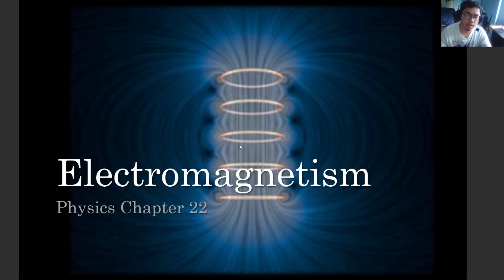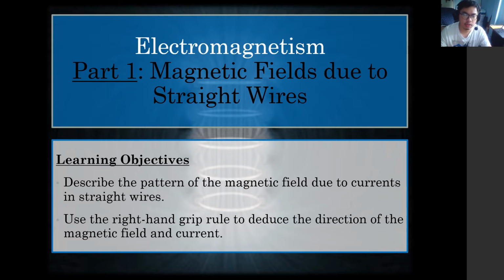Hello class and welcome to chapter 22 of physics. In this chapter, we're going to talk about electromagnetism. We're going to look into how electricity and magnetism are related with each other. So in part 1, we're going to look at magnetic fields that are produced due to straight wires. These are the learning objectives, so let's start.